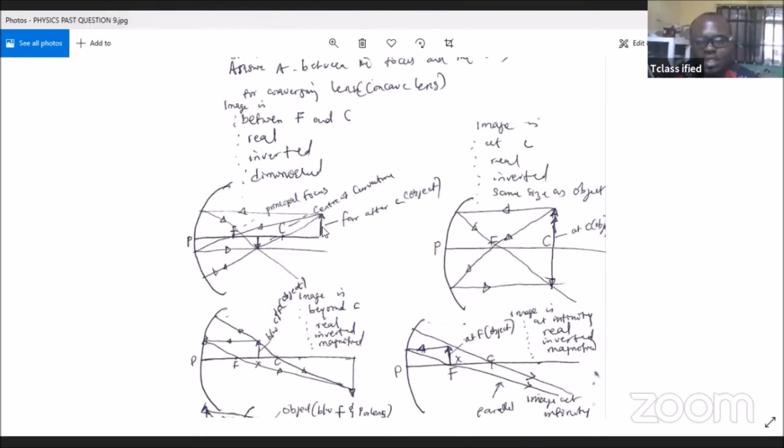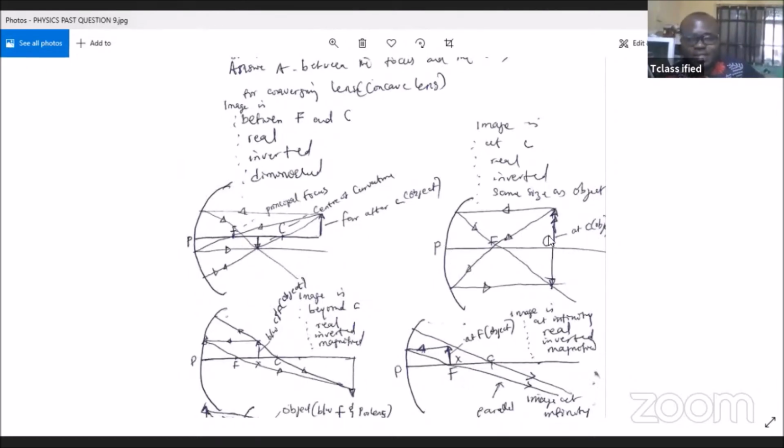What kind of image does an object that is placed beyond C produce? C is the center of curvature, F is the principal focus. The image is real, it's inverted, it's diminished. It's not magnified, it's reducing. So these are the properties of an image of an object that is placed after the center of curvature. You can see the image is inverted, diminished, real, and between F and C.